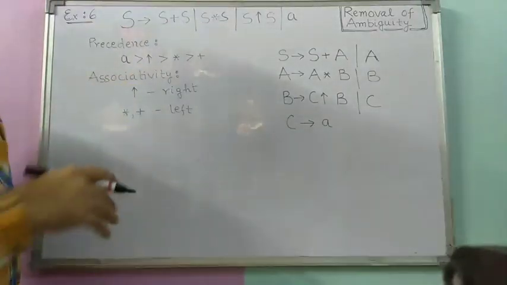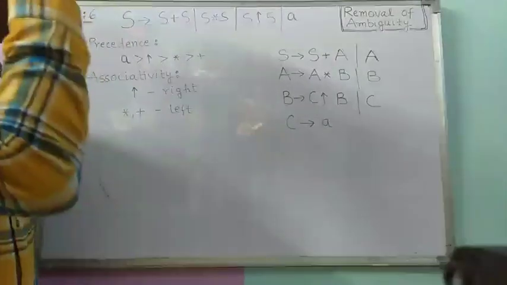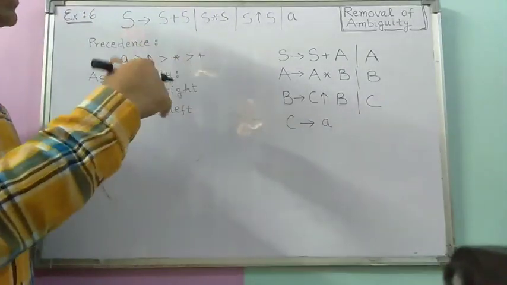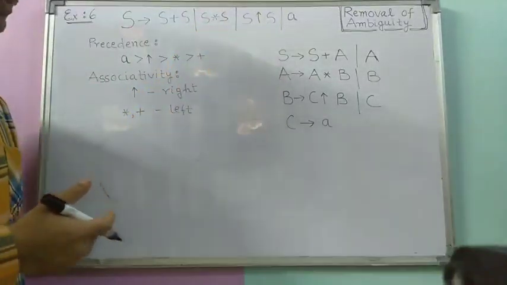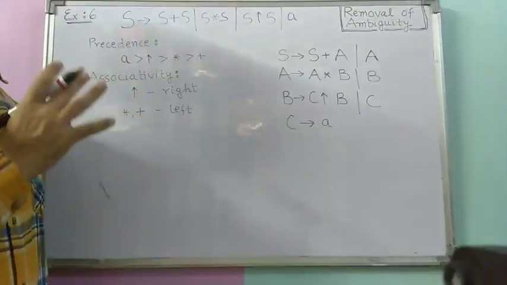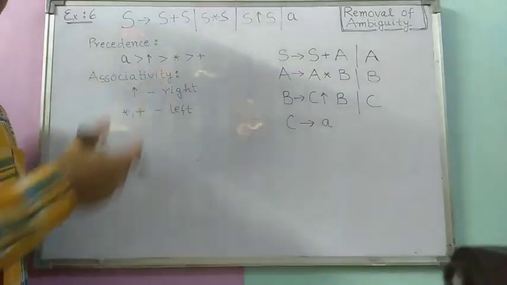So this was all about the removal of ambiguity which I wanted to discuss. There may be some other kinds of ambiguities also present, but whatsoever I have discussed are the most common kinds of ambiguities. So this was all I wanted to discuss.